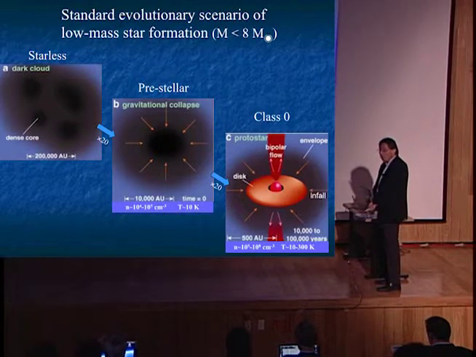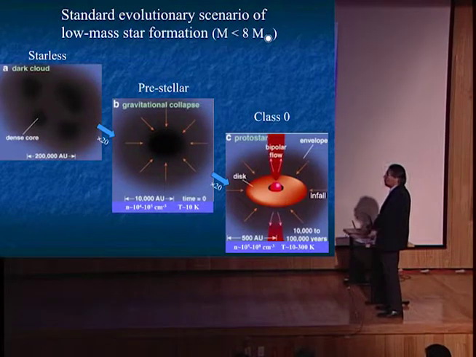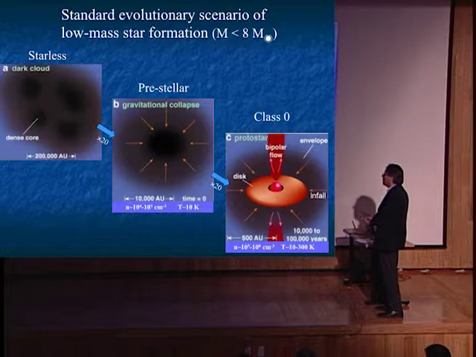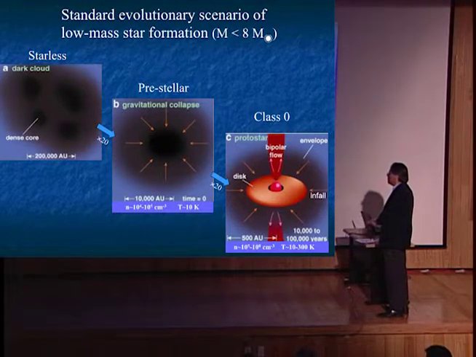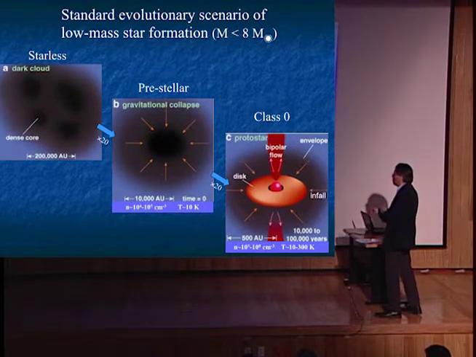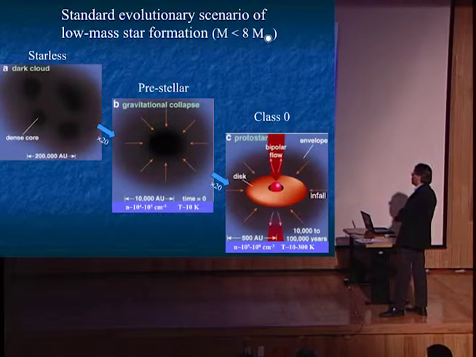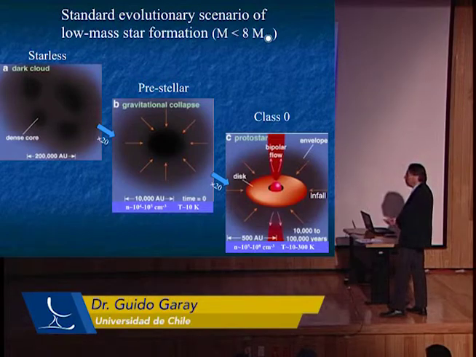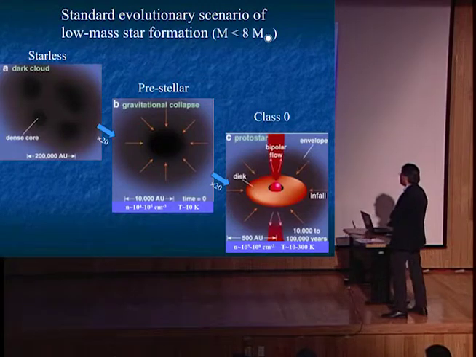One of these dense cores loses the support against gravity and starts to undergo gravitational collapse. Here is a change in size of about 20, to something of the order of a thousand astronomical units, with these kinds of densities and low temperatures. And finally, if we go another factor of 20 in size, which is also related to time, of course, we end up with the class zero phase, where you have a protostar and a disk, because this cloud has some rotation and conservation of angular momentum produces this disk.